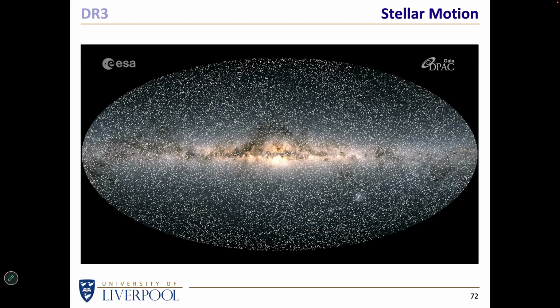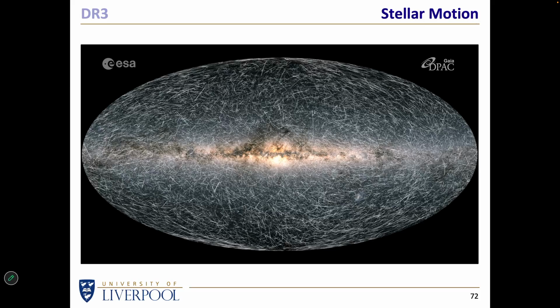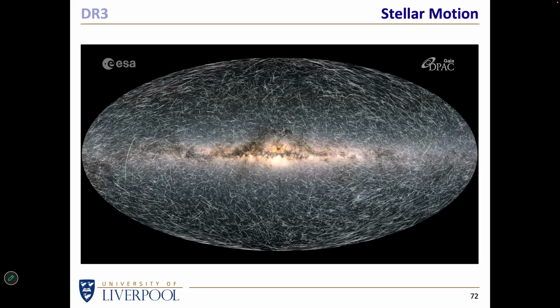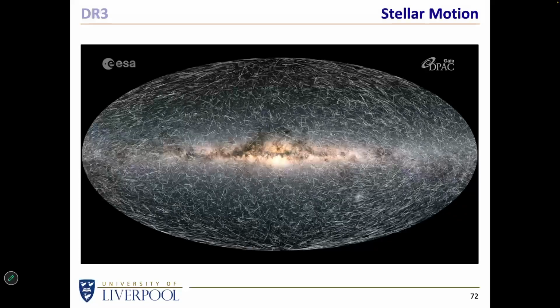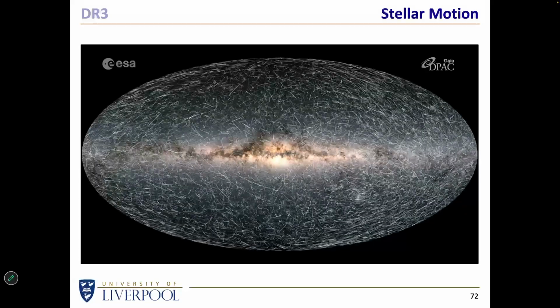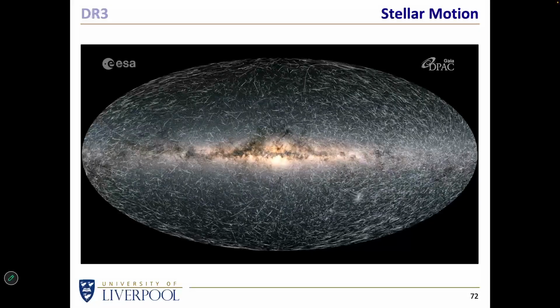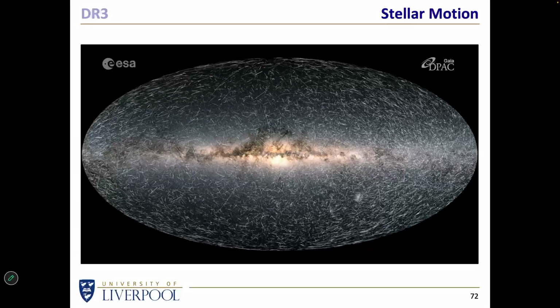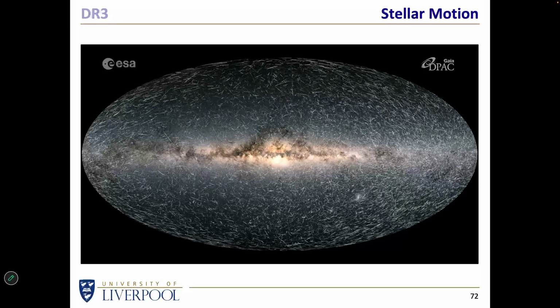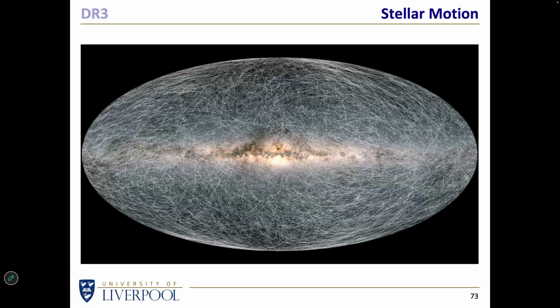If you look at individual stars and map them out, remember we're looking at stars as a function of time over a period of 10 years, so we know how stars are moving in the Milky Way. Here the sky is unwrapped and some of the stars are shown as small streaks. From that, we can get an indication of how the stars are moving.